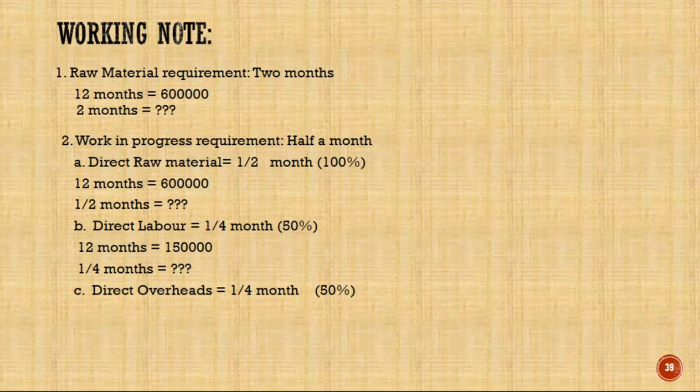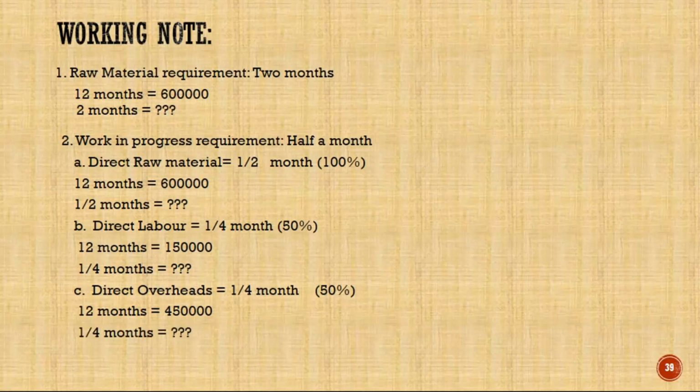So 12 months is equal to 4,50,000. Same thing we have done. We have taken this amount from our earlier statement of total cost and sales. And then, how much for 1/4 month? In this way, it is expected to calculate the requirement of working capital.